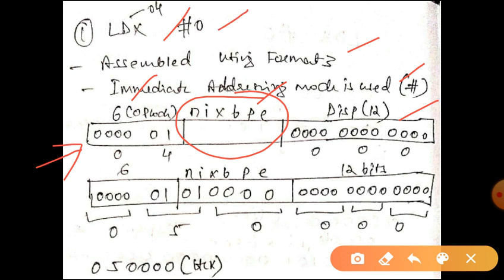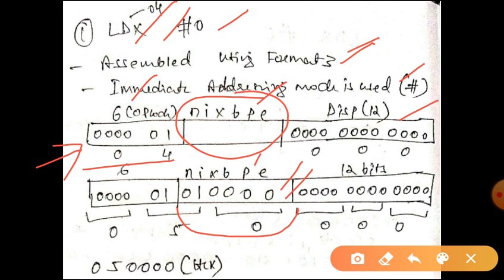Opcode will be given, so this is 04. Since we have found that it is immediate addressing mode, you write the flag bits. E has to be set to 0. Why? Because E indicates which format. If it is 0, it indicates format 3. If it is set to 1, it will be format 4. Now it is format 3, so you set it to 0.